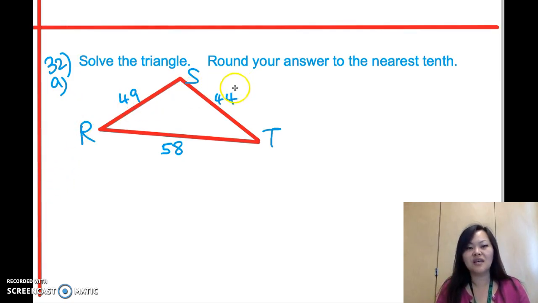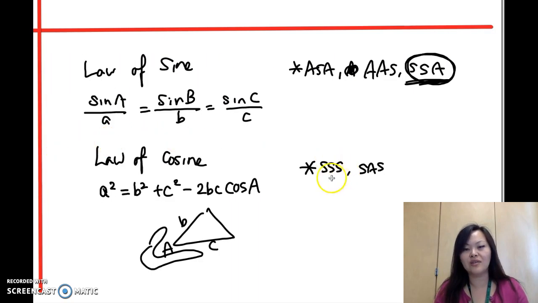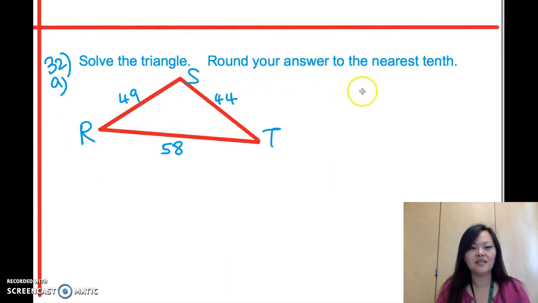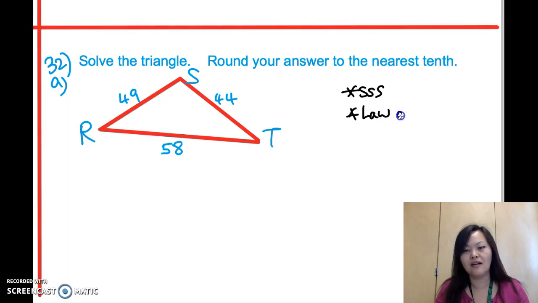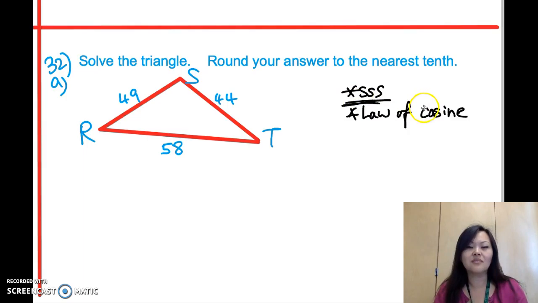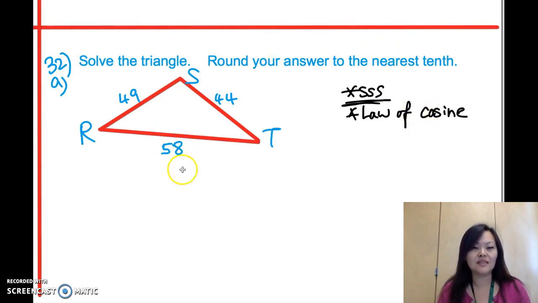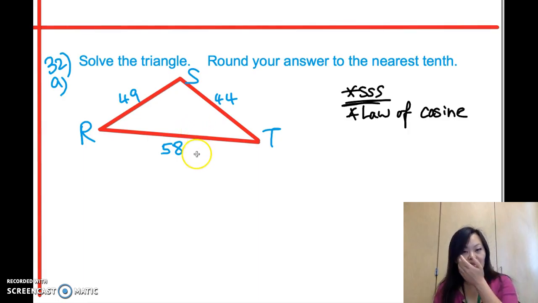So let's solve this triangle. I'm looking and I have side, side, side. So if you look over here, remember side, side, side, we have to use what? Law of cosine. So I'm going to just put side, side, side. So I know I have to use the law of cosine. Now let's see what I need to do. Whenever we have the SSS, I told you just start with the biggest angle because that's just the easiest, right? So we don't end up stuck with the ambiguous case.